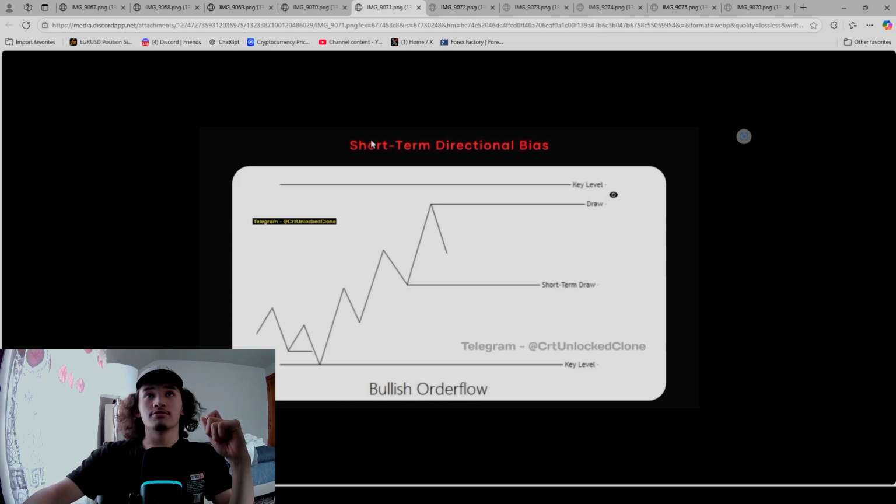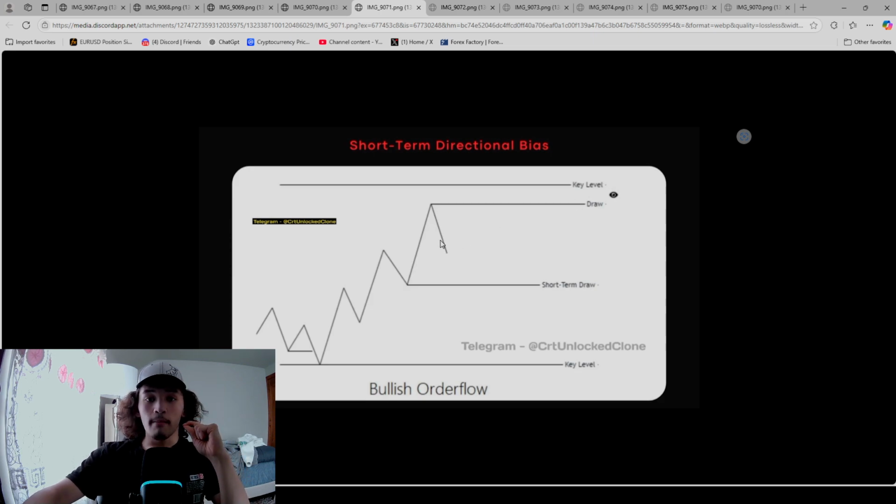Bullish, so short-term directional bias, right? We're talking about short-term drawn liquidity on this one. You can see the order flow is overall bullish. Our key level, basically our draw on liquidity, is here and here, right?